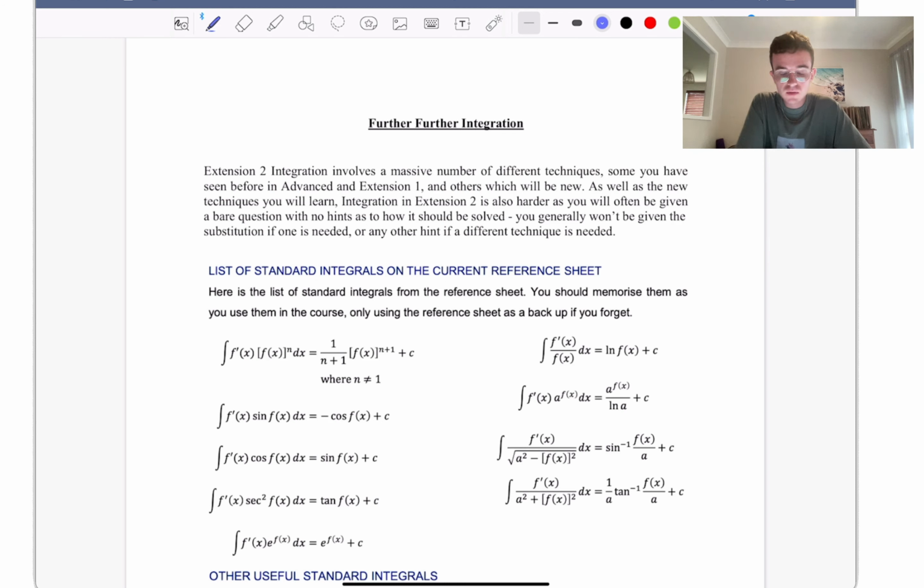Okay, so today we're going to have a look at our new topic of further integration. Further integration in Extension 2 involves a massive number of different techniques. Some you would have seen before in Advanced and Extension 1, and others will be new. As well as new techniques, integration in Extension 2 will be much harder than Extension 1, mainly because you'll be given just the bare questions with no hints, no substitutions, or no hints if any other technique is involved. It will just be a plain integral.